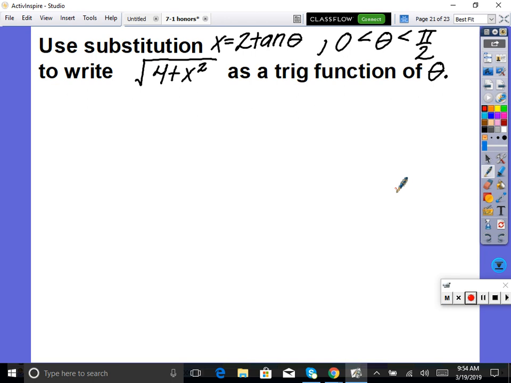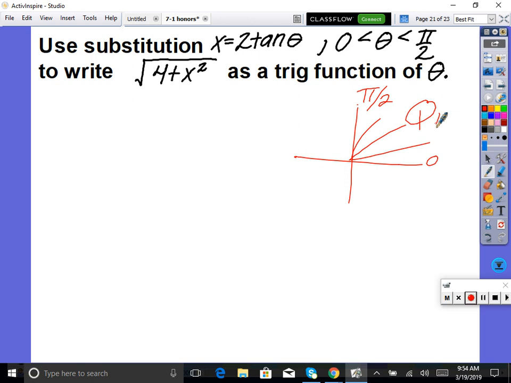Now we're also told our theta is going to be between 0 and pi halves. So now think about it, theta is going to be in quadrant 1. Won't all trig functions be positive in quadrant 1? We don't have to worry about any negatives then. So now what do you think we're going to do based on what it says? Substitute that in. Doesn't it even say the word substitute?